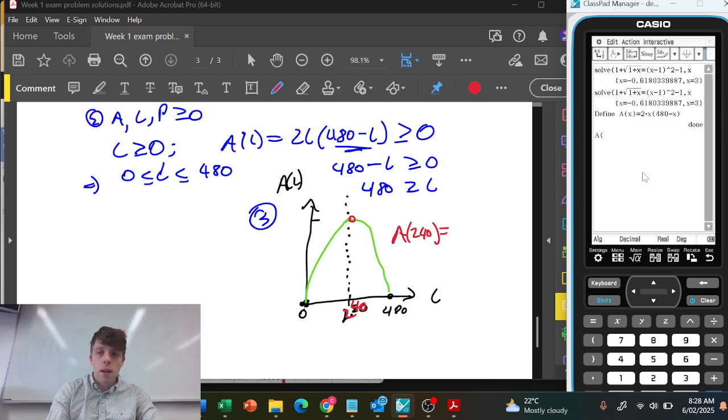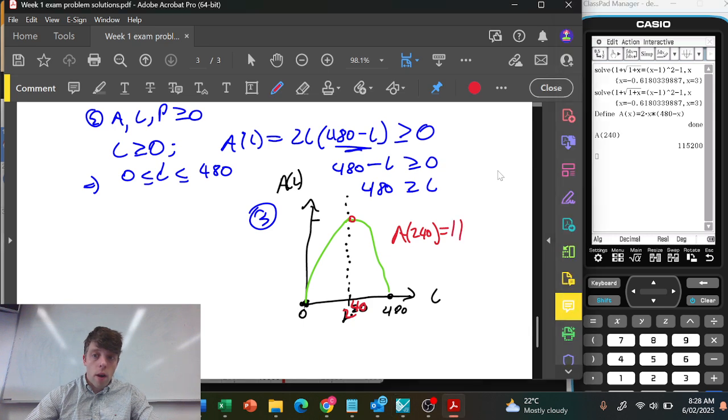And then if I type in A of 240, that gives us an output. There we go. That gives us an output of 115,200. So that there we can see is equal to 115,200, and that will be the maximum point. So 240, 115,200. Okay, so there's a few different strategies there.